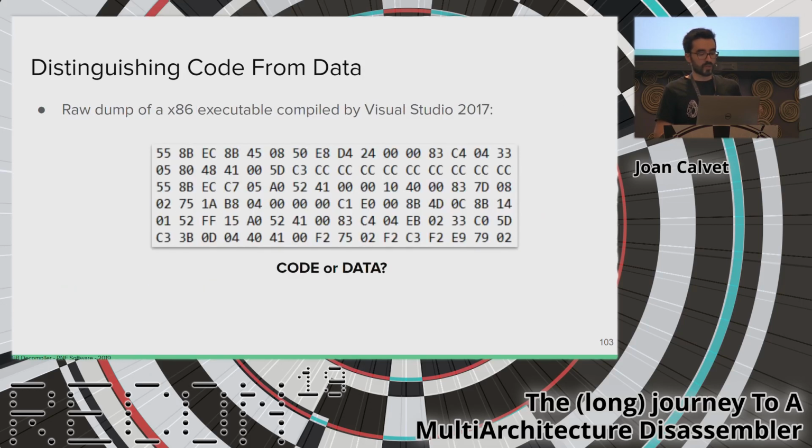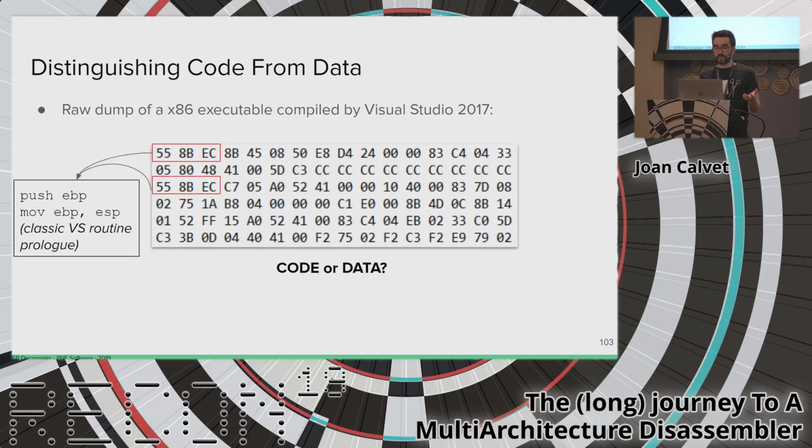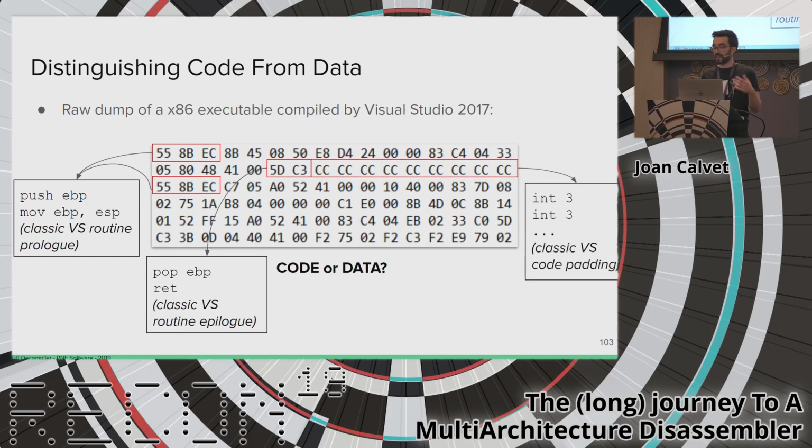And to illustrate that, here is a raw dump of an x86 executable compiled by Visual Studio. Now, if we ask, is it code or data? If you are used to reversing on Windows, you certainly notice some patterns here. These 3 bytes correspond to push EBP, move EBP, ESP, the classic Visual Studio routine prologue. Then we got these 2 bytes corresponding to pop EBP, ret, the classic Visual Studio routine epilogue. And we also got a sled of CC bytes. That's the classic Visual Studio code padding. So knowing the compiler, this really looks like code because it follows the patterns and structure of Visual Studio code.